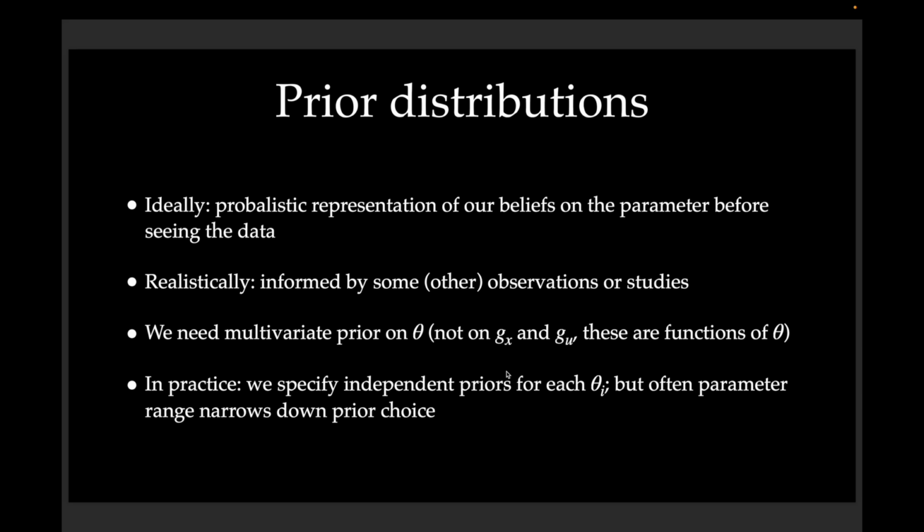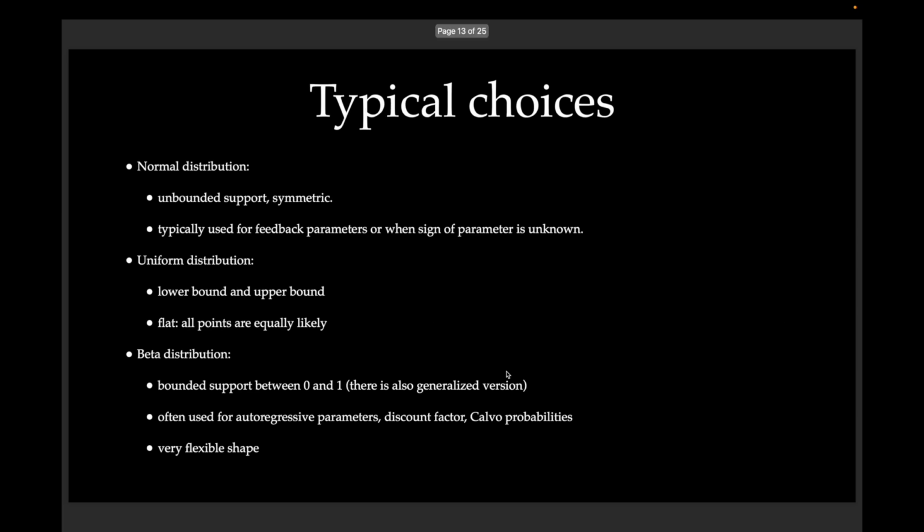Now, we need a multivariate prior. So in principle, we could say that there is some dependence structure. Okay, so if a parameter is very high, another parameter, I think, must be very low. So that is totally fine. You can come up with this. In most studies, however, you will find that we usually specify independent priors for each parameter individually. Now, whether this is a good choice or not, that's up to you to decide. So what are typical choices?